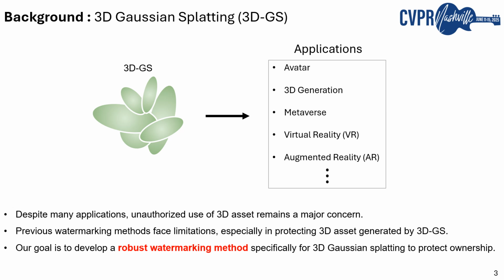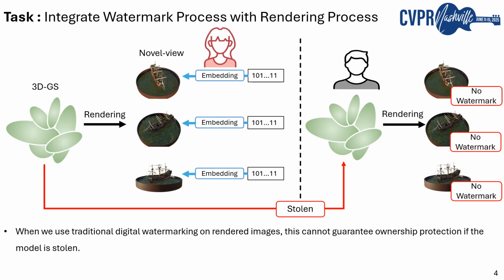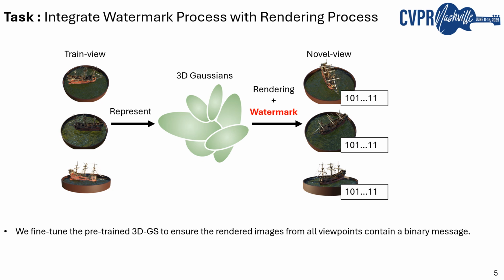3D Gaussian splatting can be applied to various 3D fields, however, the importance of ownership protection is emerging. When we use traditional digital watermarking on rendered images, this cannot guarantee ownership protection if the model is stolen. Therefore, our goal is to integrate the watermark process with the rendering process. We fine-tune the pre-trained 3D-GS to ensure the rendered images from all viewpoints contain a binary message.